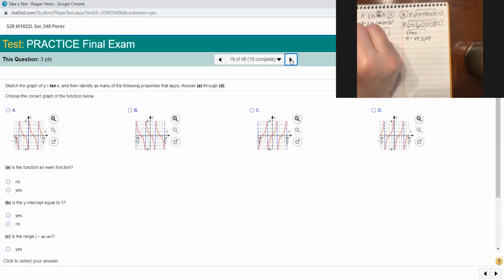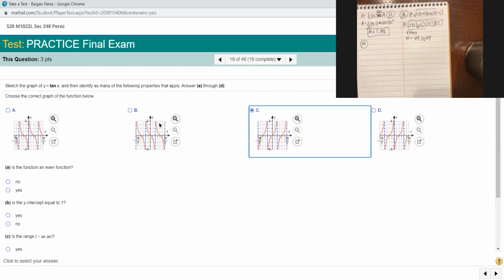Right, number 19. Okay, tangent. It's from negative pi halves to pi halves, so it goes through the origin, but it goes up. So it should be this one. Goes through the origin and has to go up. Because cotangent goes down. Stops. So this one is cotangent. So this one is tangent.